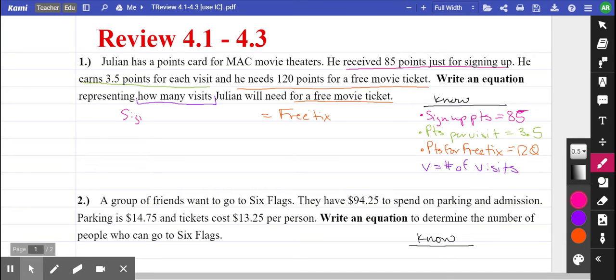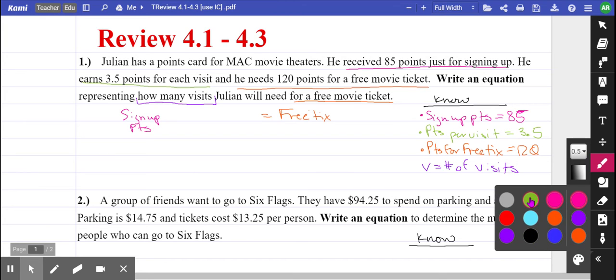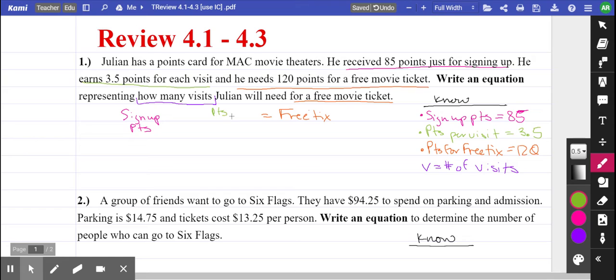Well, so we have sign up. We have sign up points, and then we have the points per visit. Now, with these two, we have to figure out if we're adding them together, subtracting them, multiplying them, or dividing them. So let's say, for example, we roll up to MAC movie theaters.